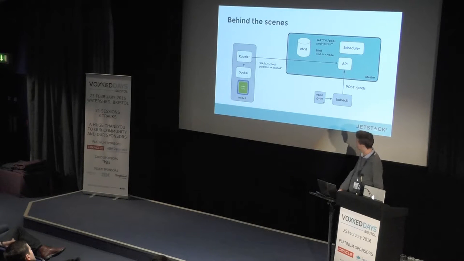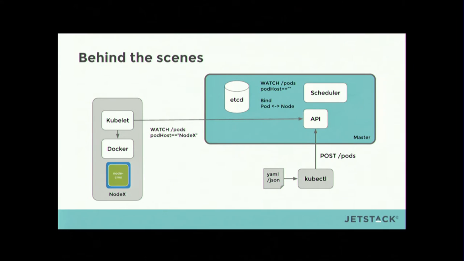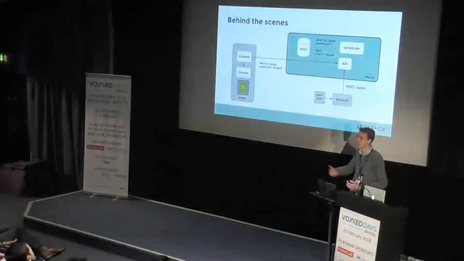So behind the scenes, what really happens here? Well, I suppose there's 50,000 different views. But what really happens is, effectively, you take your YAML, you pass it through to kubectl. That behind the scenes then makes a post back to the API server. The API server receives that, records it as being a pod that doesn't have a host. It's not bound to a host. It hasn't yet been assigned.